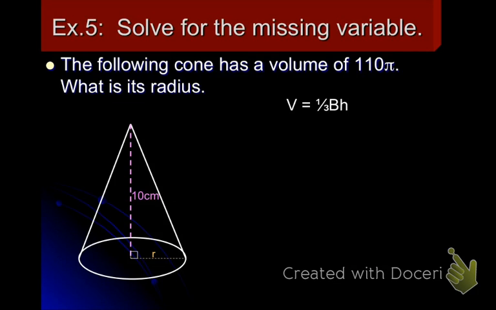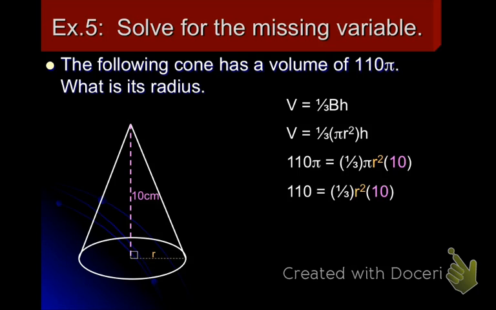In example 5, let's solve for the missing side or the missing variable. The following cone has a volume of 110 pi. What is the radius? So we'll just plug in what we know for the volume and work backwards. So 110 pi, and if you're given pi and then you're dividing by pi to find the radius, the pi's will cancel out. So that'll be one way to make the math a little bit easier.